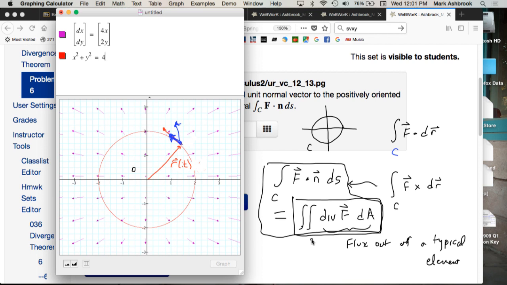There's also a two-dimensional version of Stokes theorem. Who knows what that is? So what is Stokes theorem? Stokes theorem says that the double integral of F dot dS, or curl... We'll talk about that Friday.